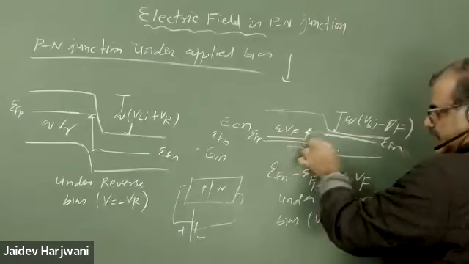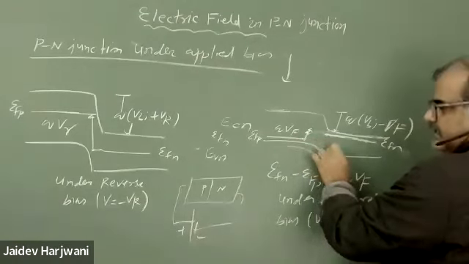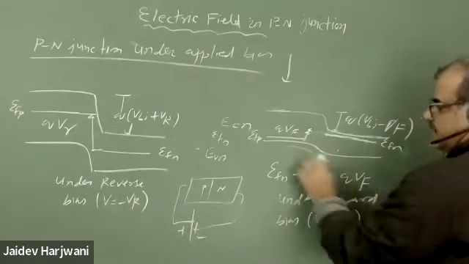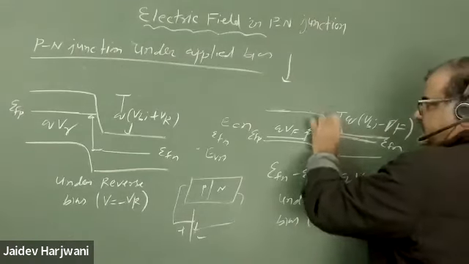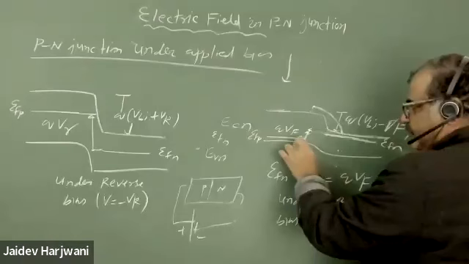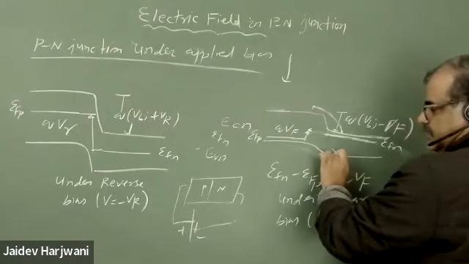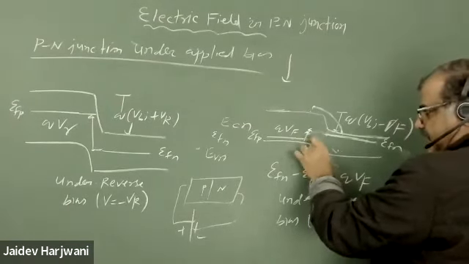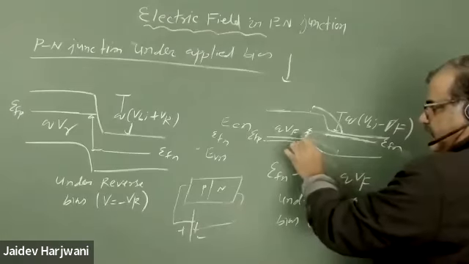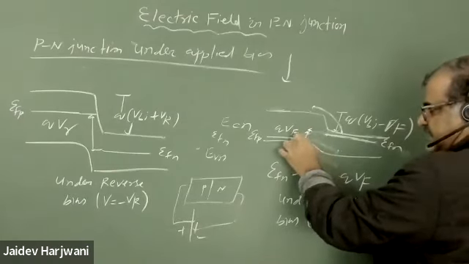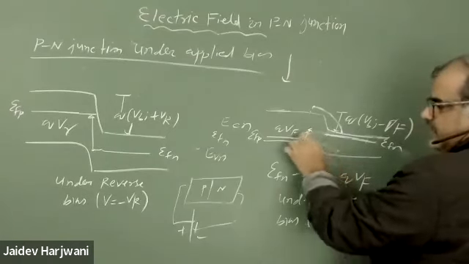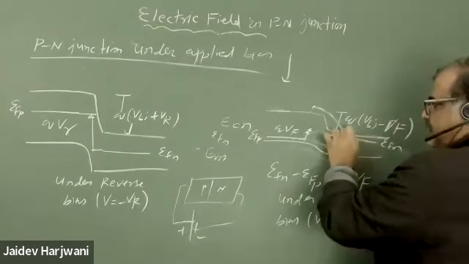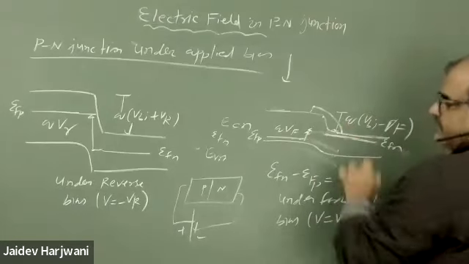Hole cannot go from higher to lower level, because this lower level is higher energy. Similarly, electron cannot move from here to here, because for electron this is the barrier. For holes this is the barrier. Are you getting? See here energy is low, but still hole cannot diffuse, because this is the higher level for holes. Similarly, electron cannot move from here to here, because this is the higher barrier for electron.